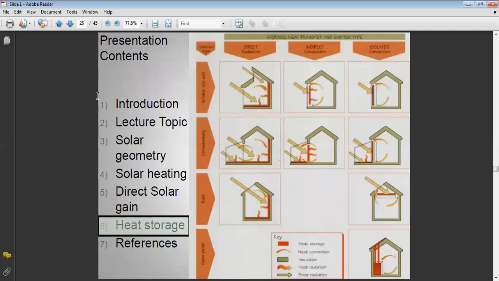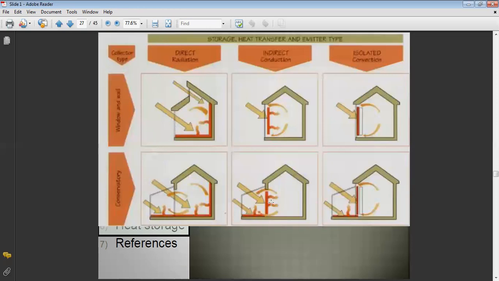So these are different forms of direct radiation, indirect conduction, and isolated convection. And through different forms, we'll be exploring them one by one. So over here, as you can see, window and wall type, we are going to have these kinds of formations, direct heat gain, indirect. We can have a Trombe wall, we can have water wall based channels, or we can have a stone wall, or a concrete wall. And isolated convection means the surface is attached and it is emitting directly. In the conservatory, we are going to have a sun room or a space like that, and with the help of these direct, indirect, and isolated gains, the surfaces can be utilized to emit the heat inside.